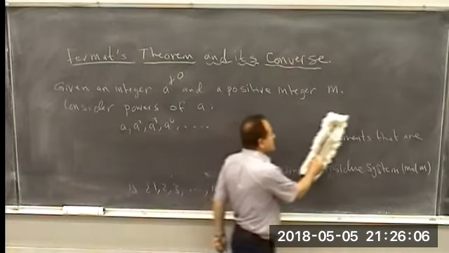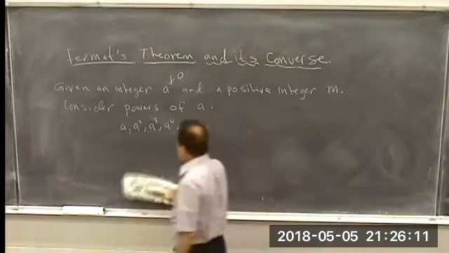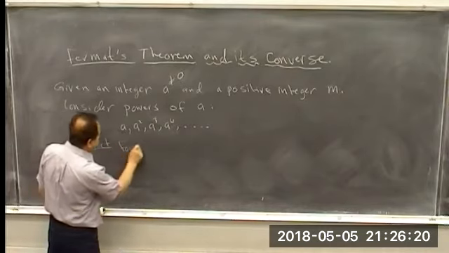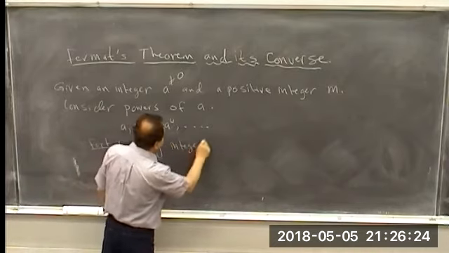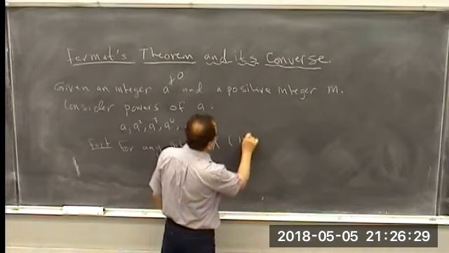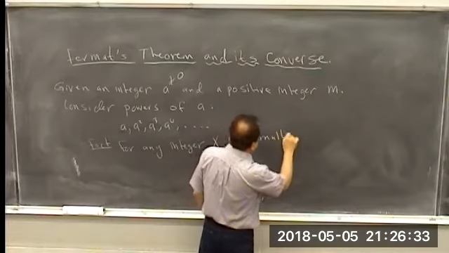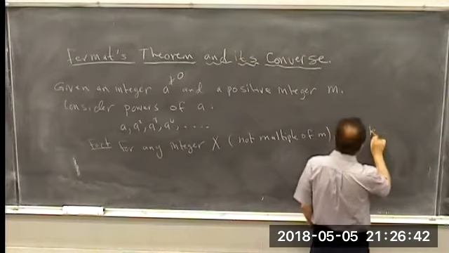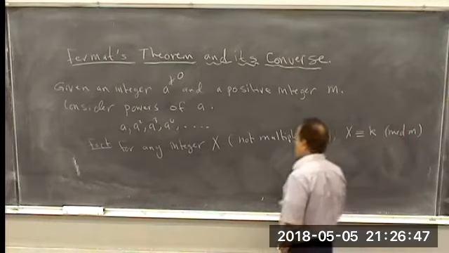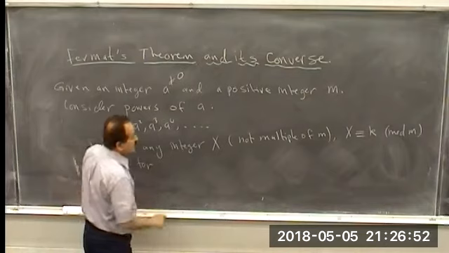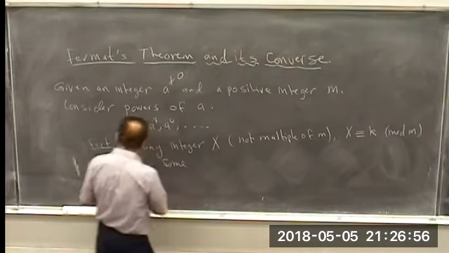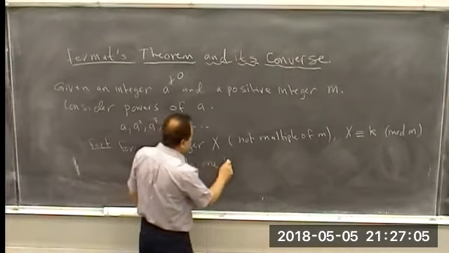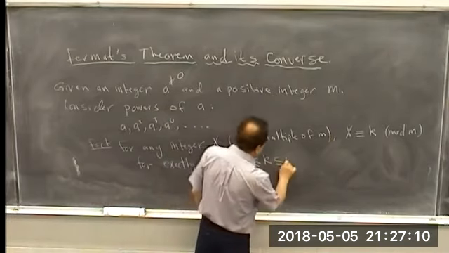So let me put the fact first. We have a fact that for any integer x, let me say not a multiple of m to avoid 0, x is going to be congruent to k mod m for exactly one k in the range between 1 and m minus 1.